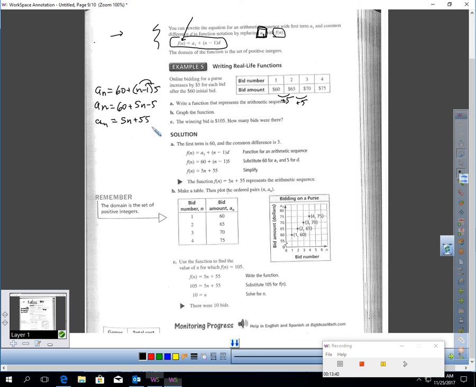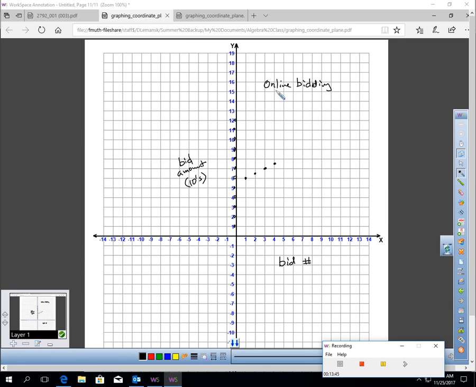Okay, let's graph this. So I'm going to take those points and graph it. So you notice here I labeled my graph with the title, Online Bidding. Here's the bid amount in dollars by tens, and here's the bid number. So the first bid was 60, second 65, third 70, fourth 75. And you notice this is an arithmetic sequence. It's creating a straight line.